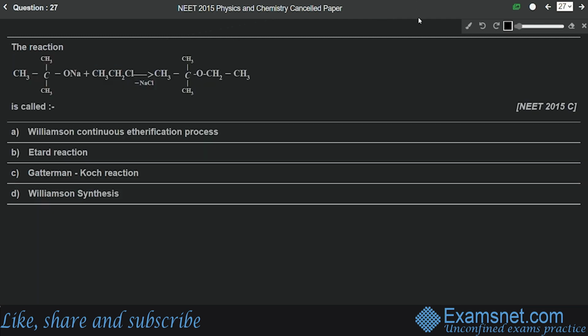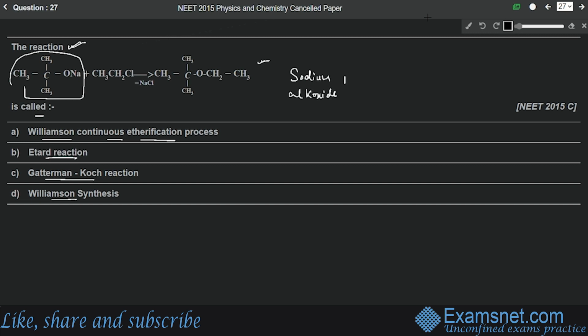Question number 27 is from the chapter alcohols, phenols and ethers. The question is: the reaction is called. A reaction is given here, and we have to find the name of this reaction. Options are A, Williamson continuous etherification process; option B, Etard reaction; option C, Gattermann-Koch reaction; and option D, Williamson synthesis. If you look at this reaction, the first reactant here is an alkoxide, a sodium alkoxide.